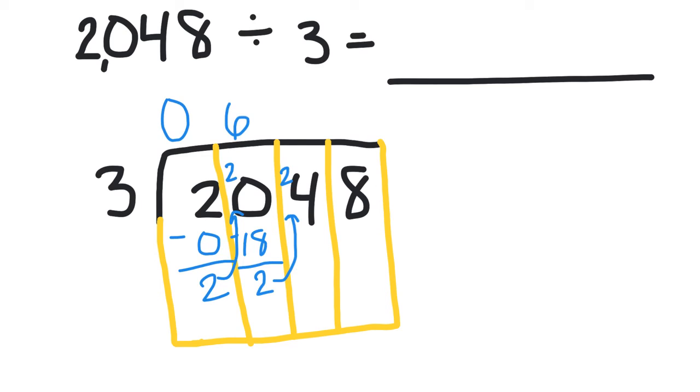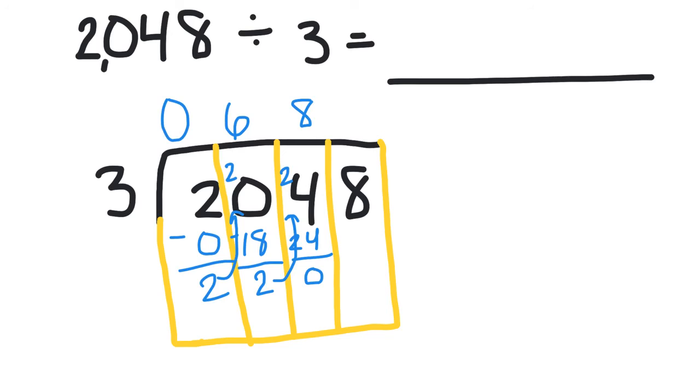So now we need to ask ourselves, how many 3s can we fit into 24? We can fit 8 3s into 24. And 8 times 3 is exactly 24, so we have 0 left over. That means we're not going to need to bring anything up into our next column.